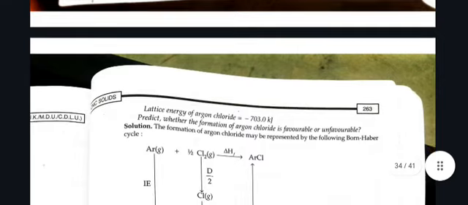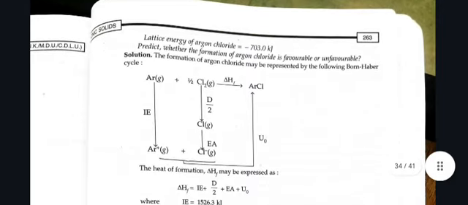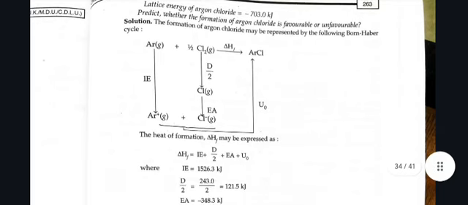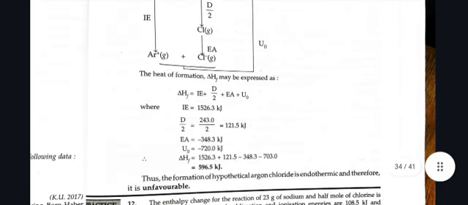Solution. The formation of argon chloride may be represented by the following Born-Haber cycle. Argon gaseous, with ionization energy, converts into Ar+. Half Cl2, with the help of dissociation energy D by 2, converts into chlorine gas, and with electron affinity it converts into Cl-. From delta HF, Ar in gaseous state plus half Cl2 in gaseous state combine and form argon chloride.